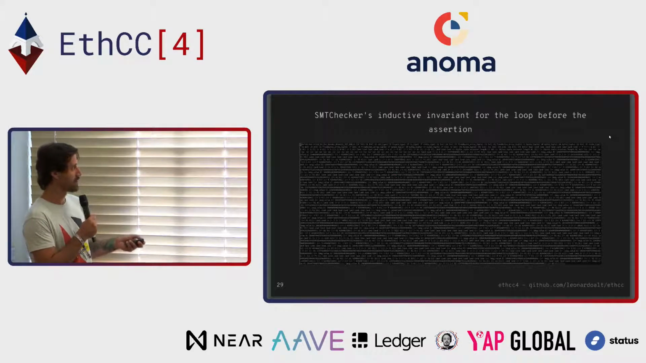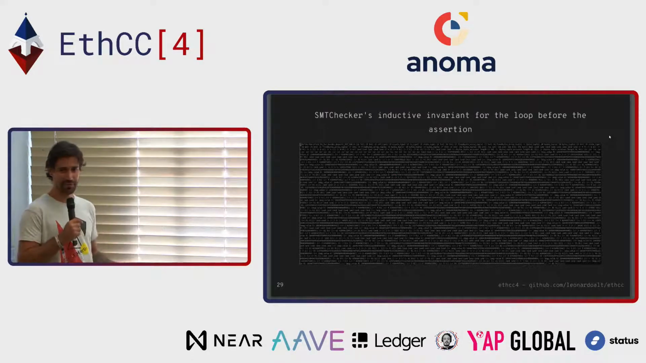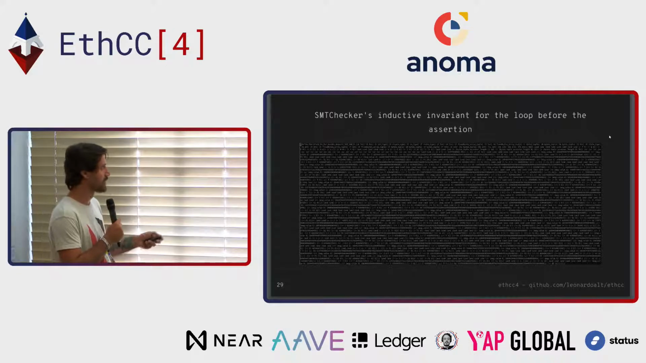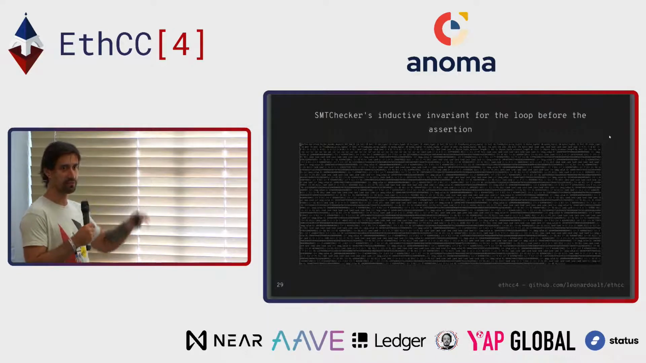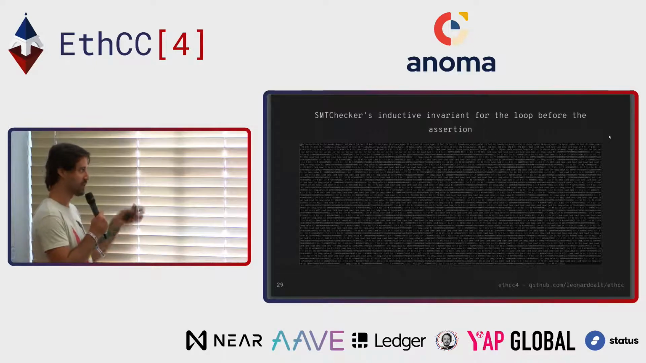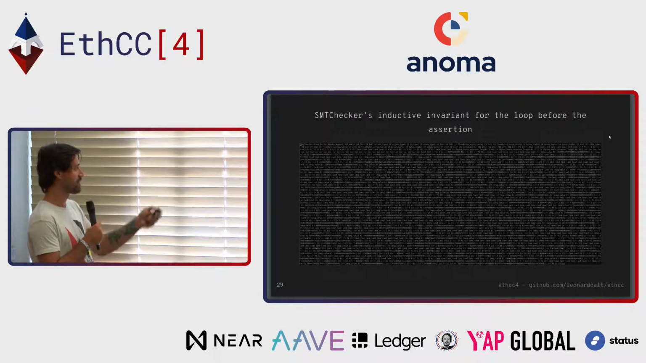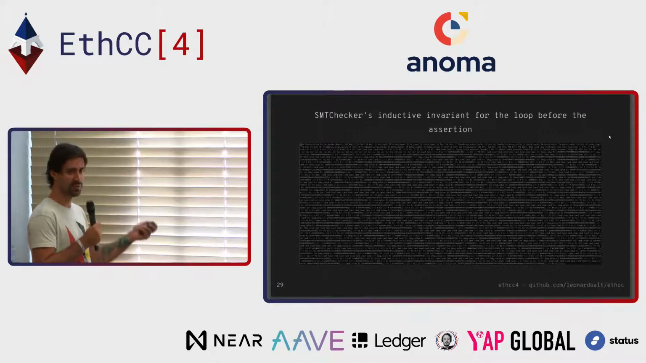And here is part of the proof from the SMTChecker. This whole thing here is an inductive invariant for the loop before the assertion, which should prove that the loop always terminates inside that branch. But this is maybe 5% of the whole proof.